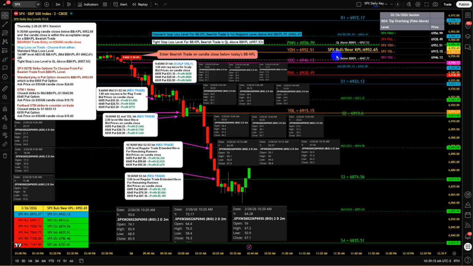The standard play is going to be the closest strike price to the level that you're basing the trade from. In this case, we're basing the trade from the bull bear KPL level, 6952.65. So our closest strike to that is going to be the 6955 SPX 0DTE option. We have an ask price on the 9:30 a.m. candle close of 24.60. We're on a 2-minute chart.